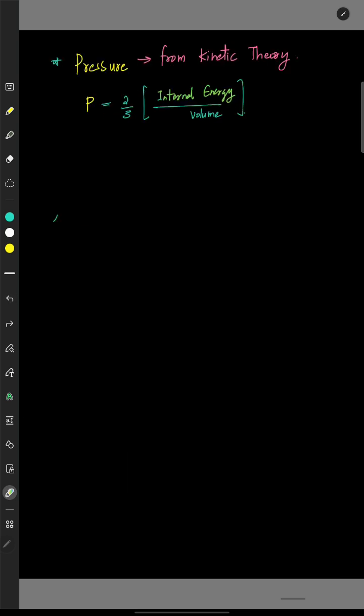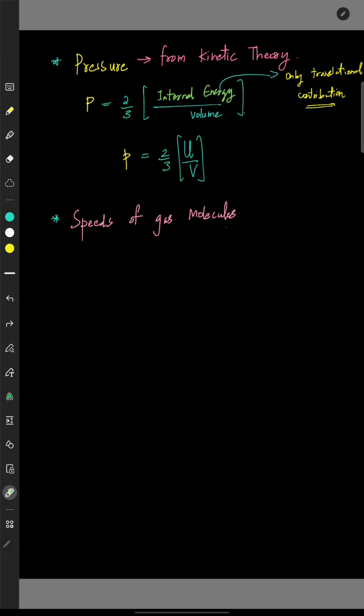So the pressure, in terms of kinetic theory, is defined as 2/3 times internal energy divided by volume. Remember, the internal energy used in this expression depends entirely on the kinetic energy because of the translation. So the pressure is 2/3 U by V. This is the internal energy density of the medium. Next, the speed of the gas molecules.